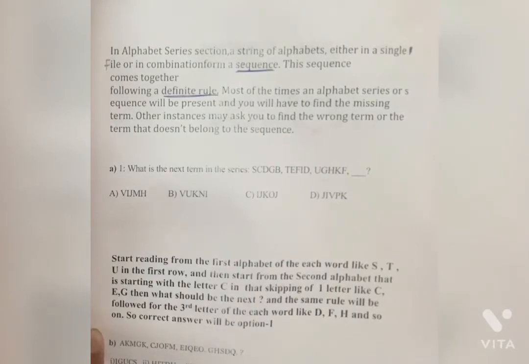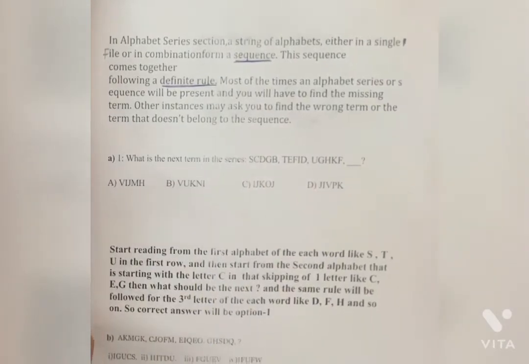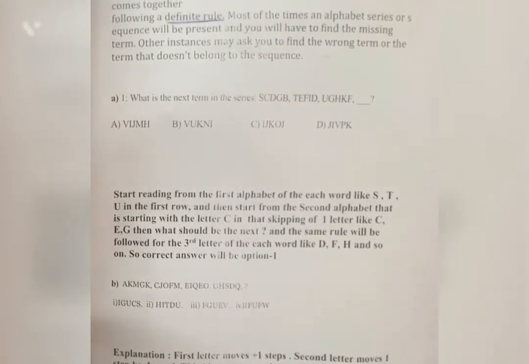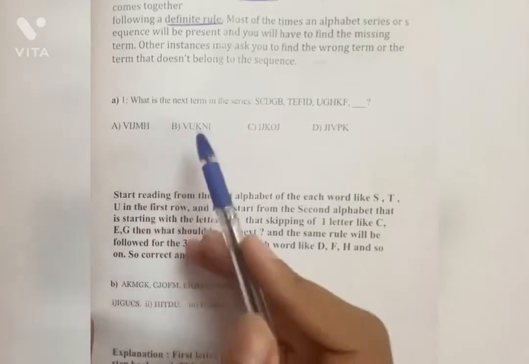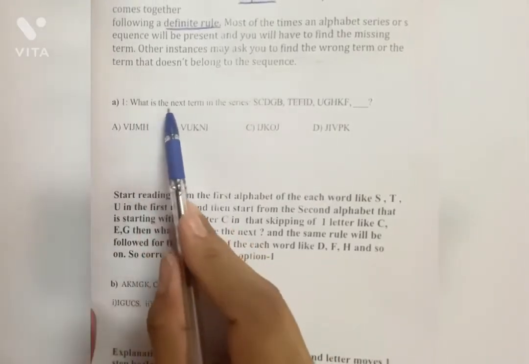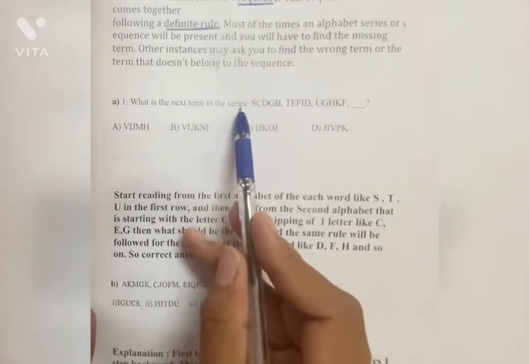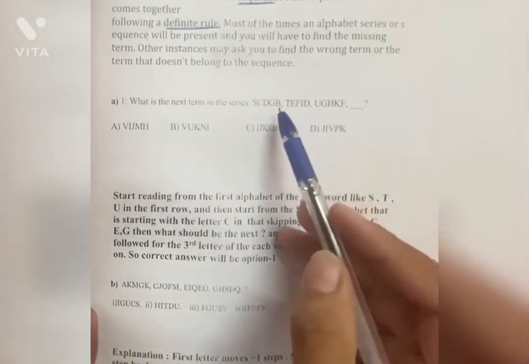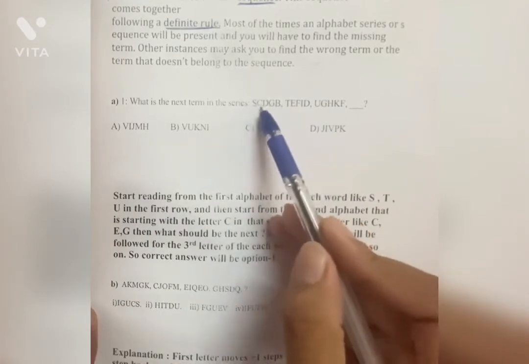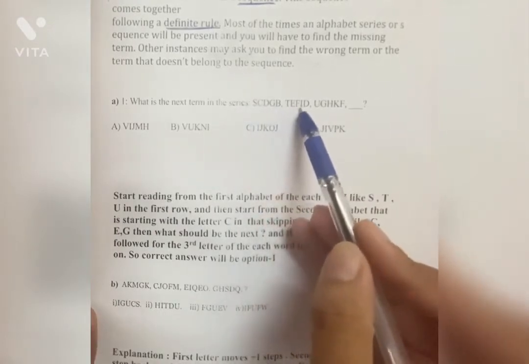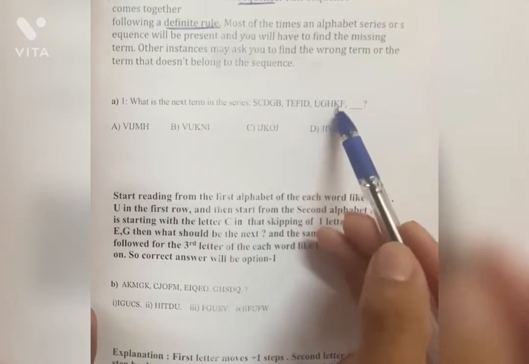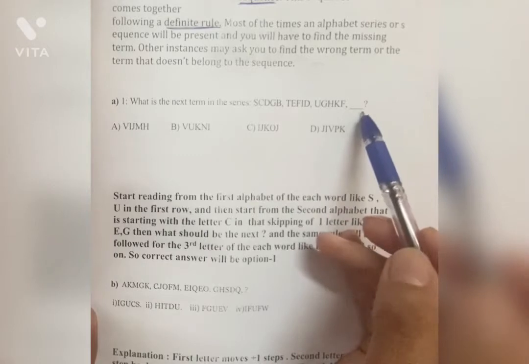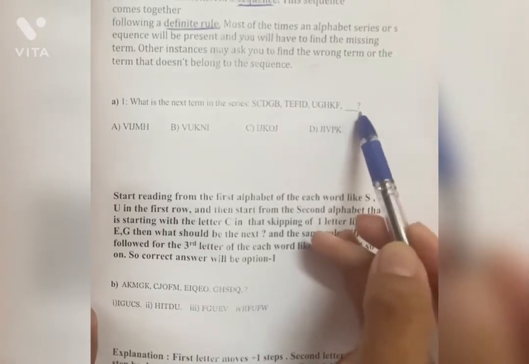So students, let's start the questions. Questions for today's series. So here is question number 1. What is the next term in the series? You have to find the next one. Here is a pattern given: S, C, D, G, B, T, E, F, I, D, U, G, H, K, F. These are the series letters. And we have to find the next one.